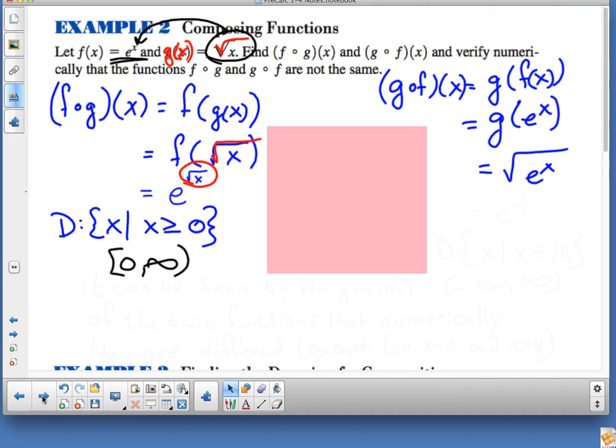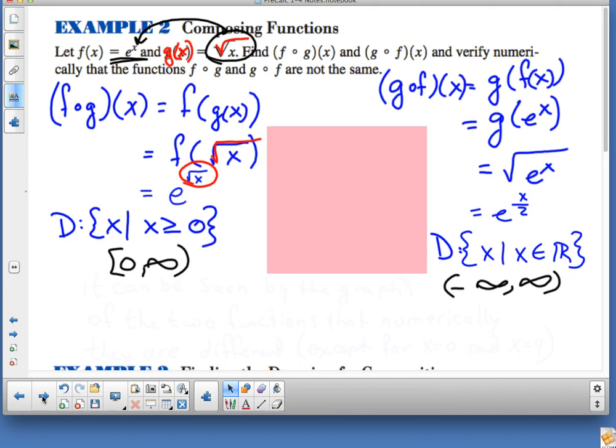Now I gotta wonder, is e to the x power ever less than 0? I mean, what does the exponential function look like? So this should be defined on all reals, or from negative infinity to infinity. My notation I should probably describe. It's set builder notation. X such that x is contained in all real numbers.